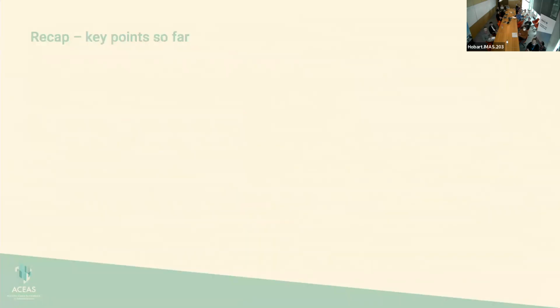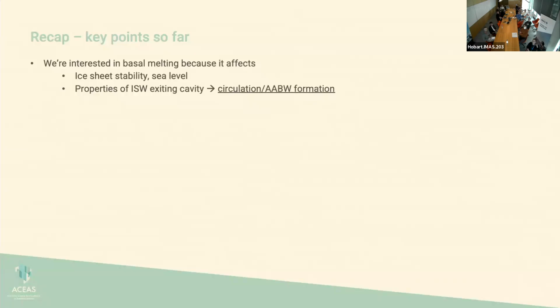So I wanted to recap at this stage just to say that we're interested in basal melting because it affects these important things: ice sheet stability and sea level, and then also circulation and formation of various water masses. And there really are a wide range of conditions that we observe beneath ice shelves. And what that means is we need to understand quite a wide range of processes in order to predict basal melting. And so it's those processes that I'm going to be talking about mainly.